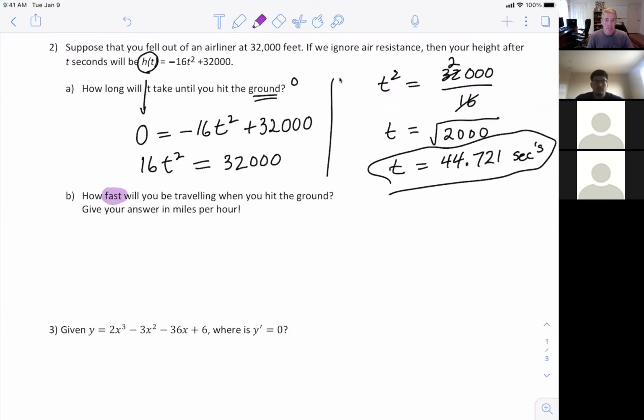Then in the next question, the keyword is fast. So how fast? That means the derivative. So if the original function gives you the height, then the derivative gives you the velocity. So for that, we could just use the power rule.